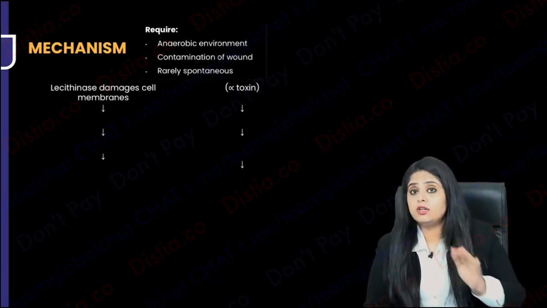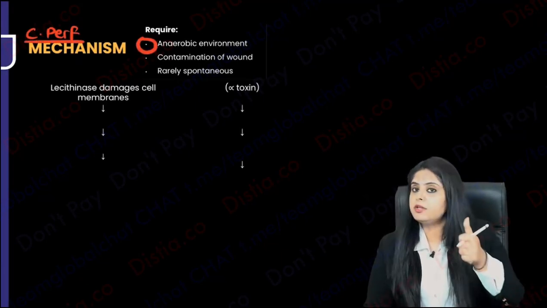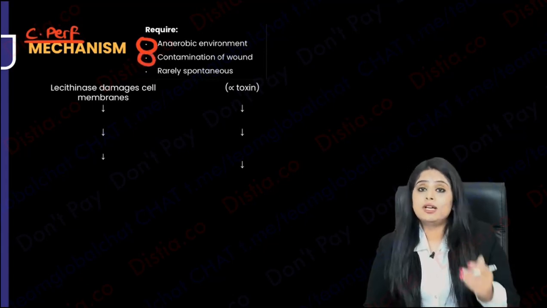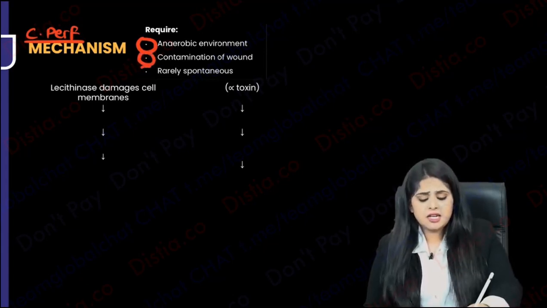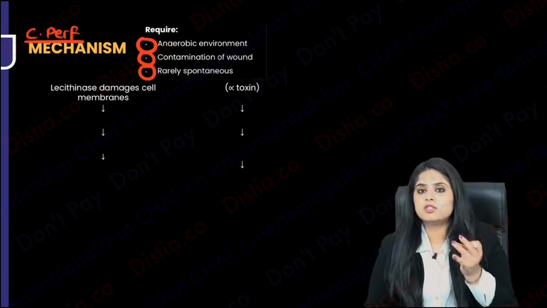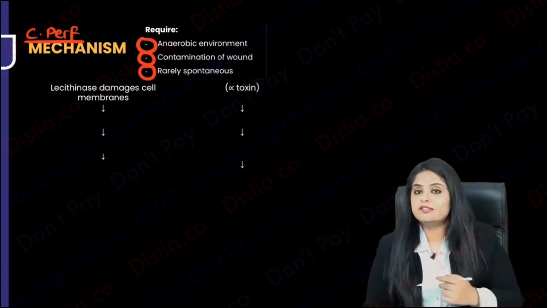So firstly, if you want this organism to work, if you want Clostridium perfringens to work, number one, every Clostridium requires anaerobic. You need an anaerobic environment. Secondly, the wound has to be contaminated. Very rarely will it occur spontaneously. Most of the time there is some road traffic accident, some crushing injury, some trauma, some such history. So that number one, there is some contamination that happens. Okay, now let's start from here.